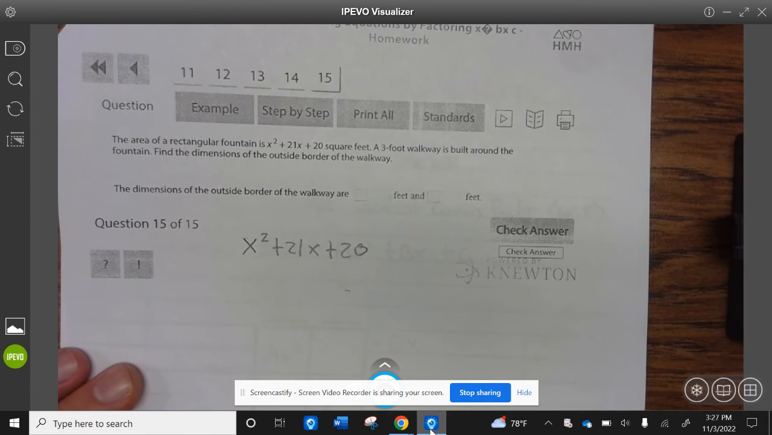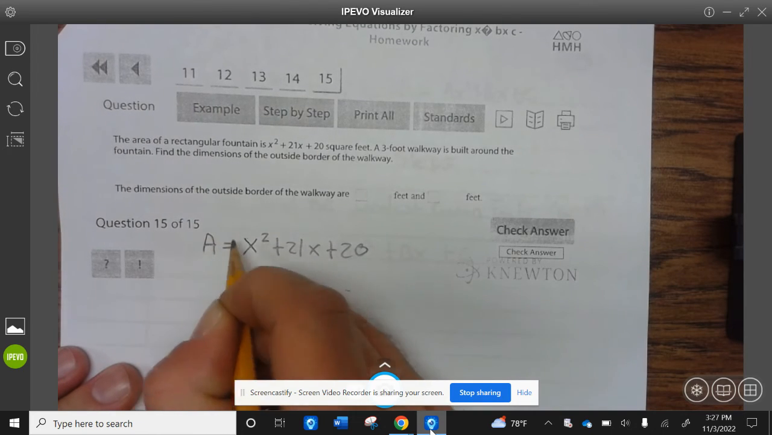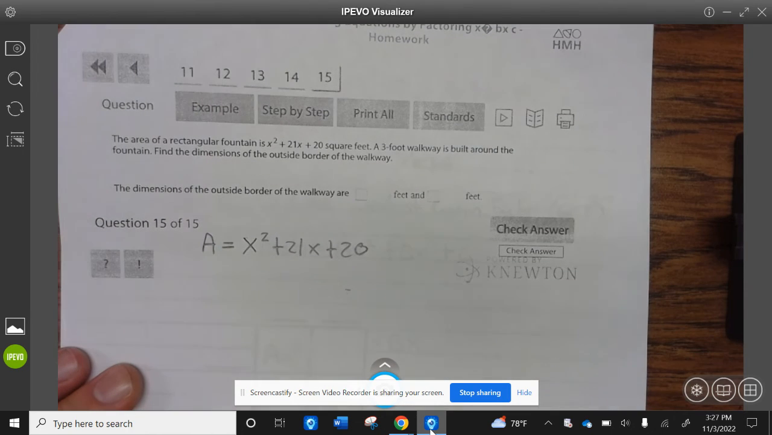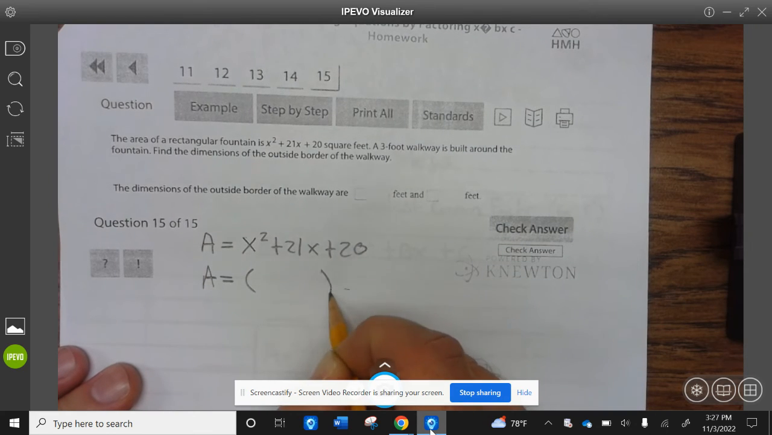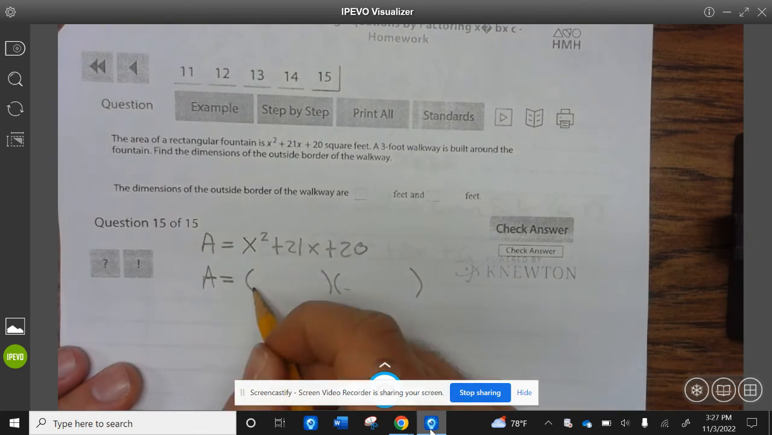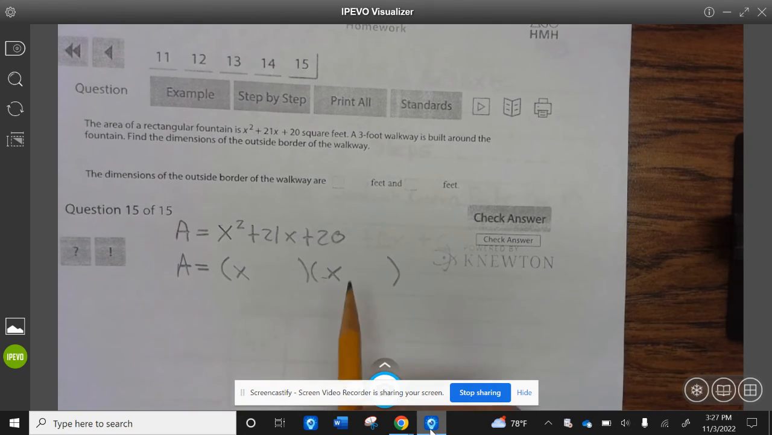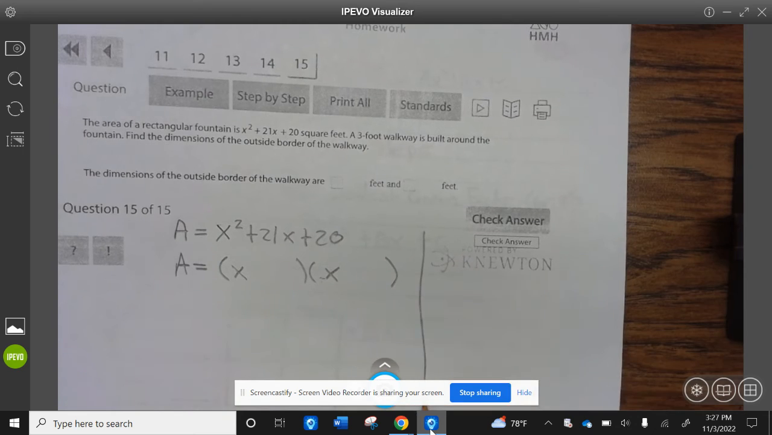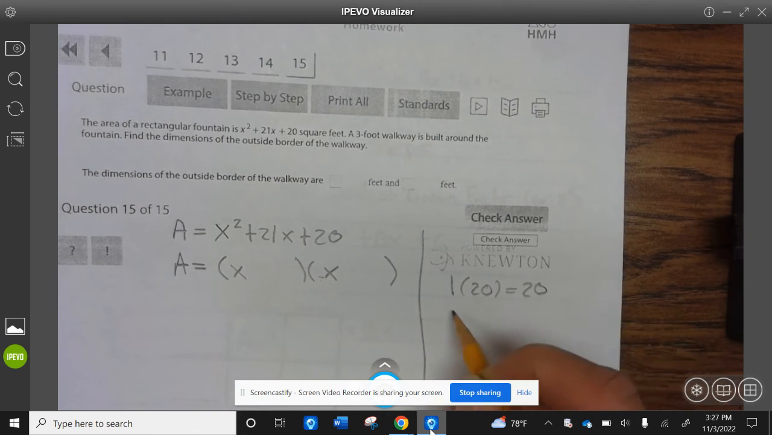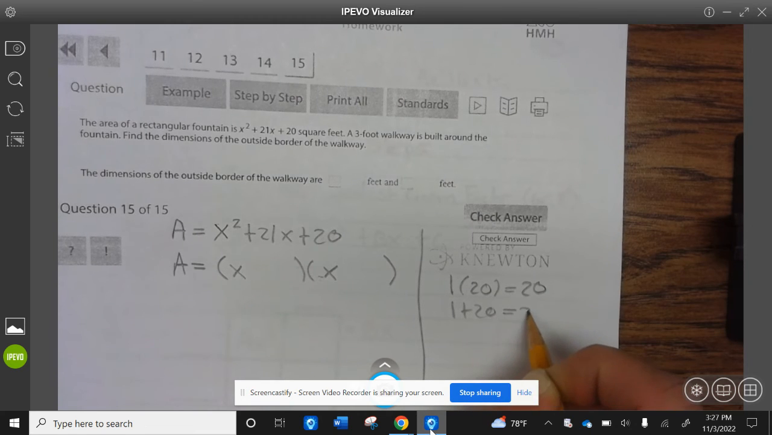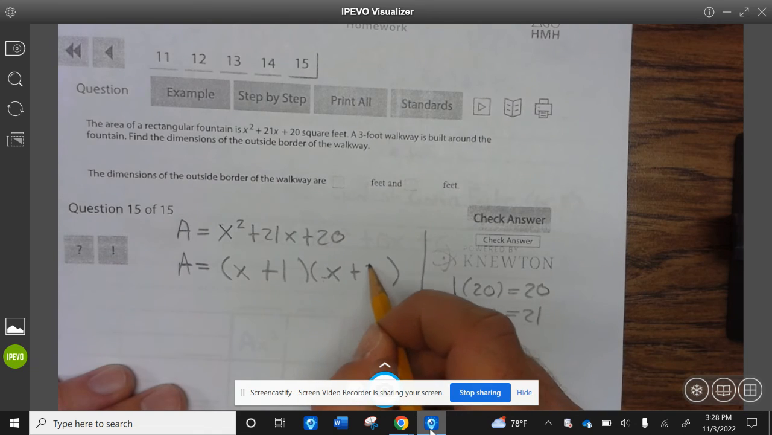Okay, and that is the area. So area equals, so we're going to factor that, 2 parentheses, x and x makes x squared. Now we need to find out what numbers multiply to give you 20, combined to be 21. Well, 1 times 20 is 20. 1 plus 20 is 21. So our factors are x plus 1, x plus 20.